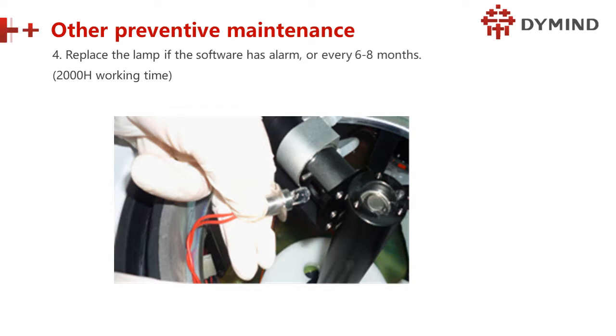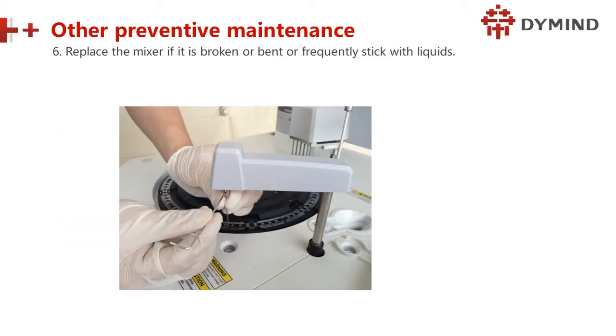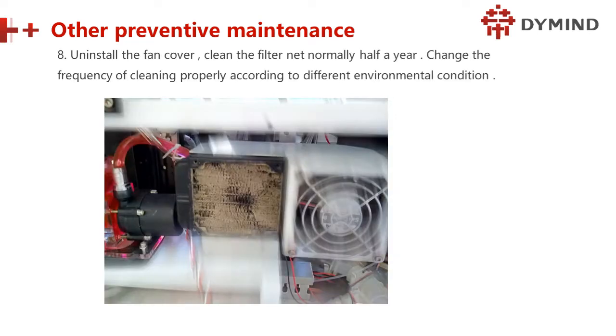Replace the lamp if the software gives an alarm. The working time is 2,000 hours. Remember, 2,000 hours. And the lamp is not easy to find. Please order from Dymind. Okay. Then replace the sample probe if it is crushed, broken or bent. This one. Replace this one from here. Replace the mixer if it is broken, bent or frequently sticks with liquid. And replace the tube when necessary. Install the fan cover and clean the filter net every half a year. Change the frequency properly according to different environment conditions.